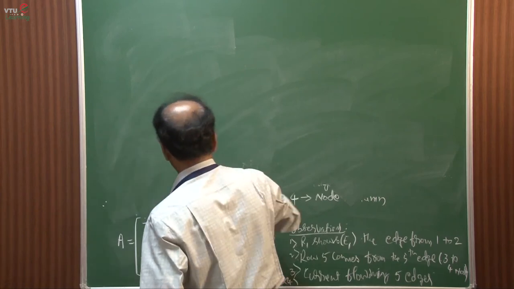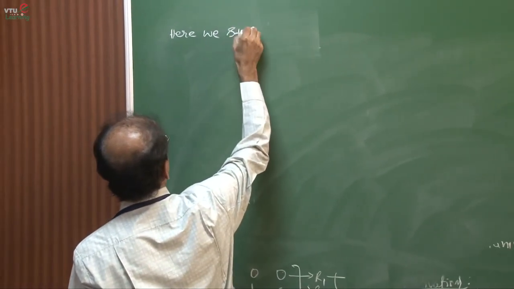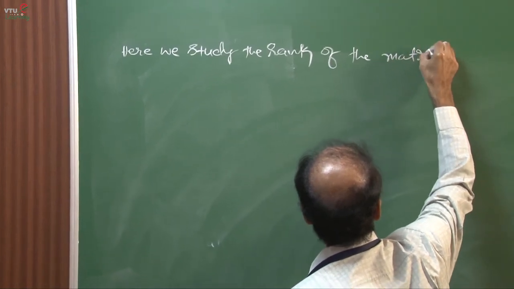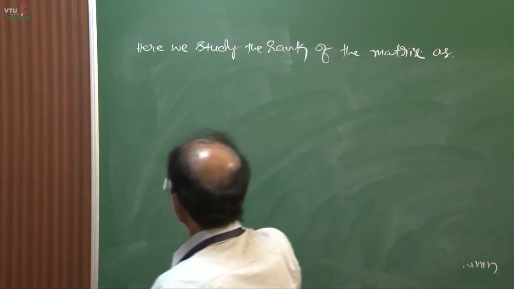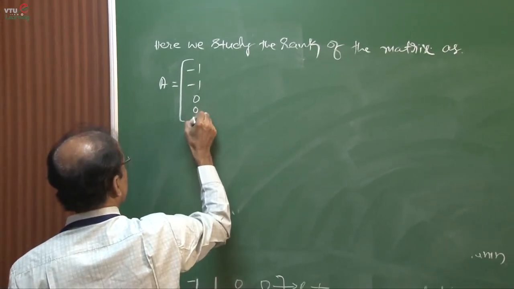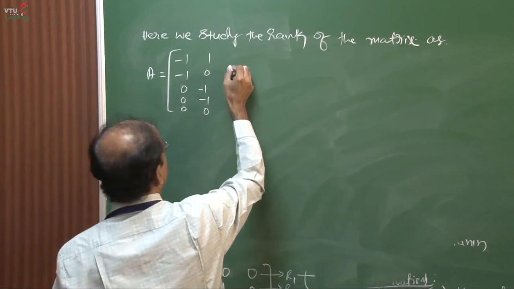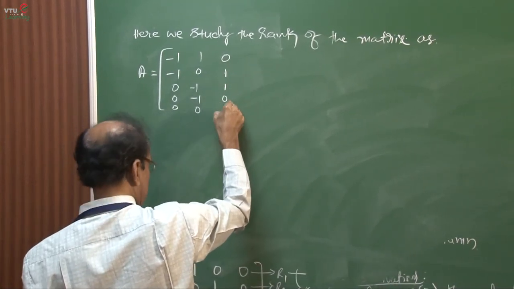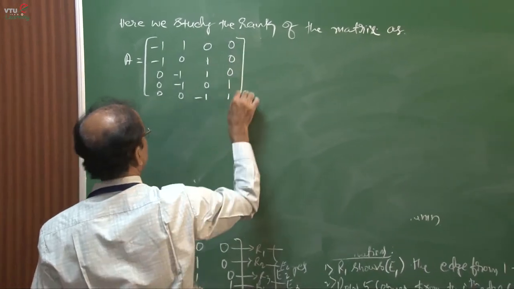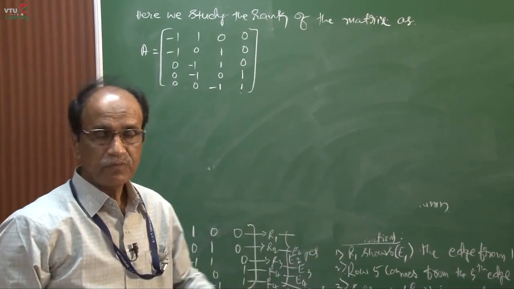You can study the rank of this matrix now. Here we study the rank of the matrix. A is equal to the given matrix as it is. I will consider minus 1, minus 1, 0, 0, 1, 0, minus 1, minus 1, 0, 0, 1, 1, 0, then minus 1, 0, 0, 0, and then 1, 1. So, how to find out the rank? You can recall the method you have studied to find the rank of the matrix in matrix theory.